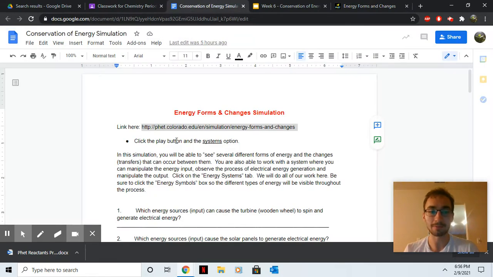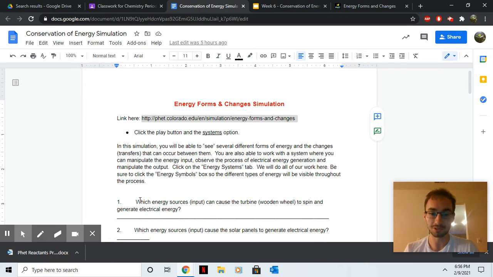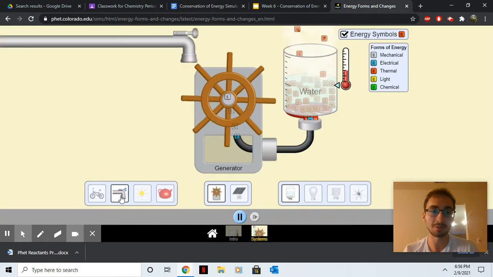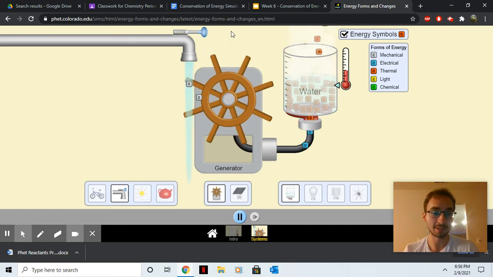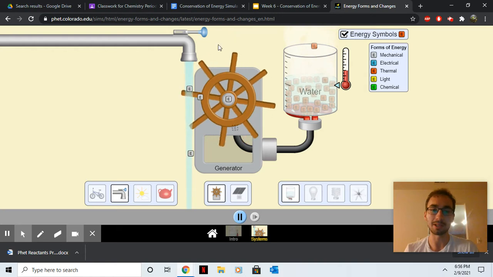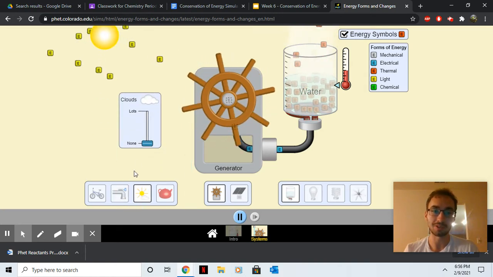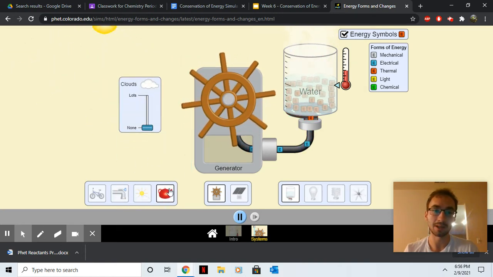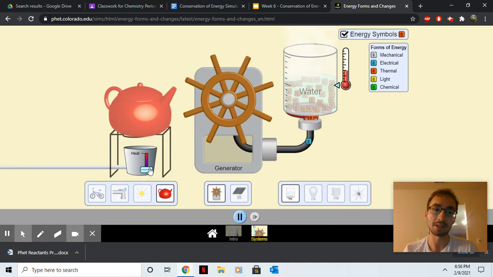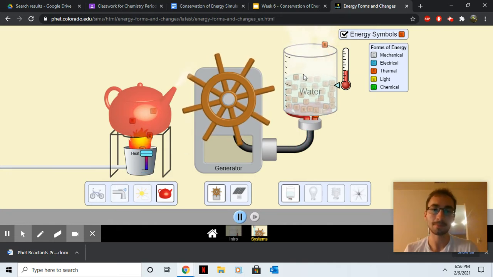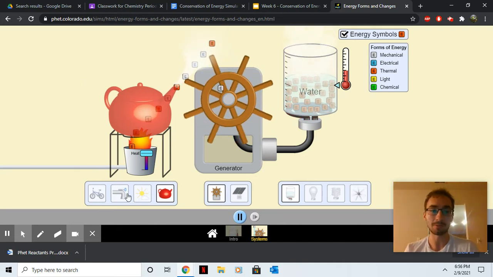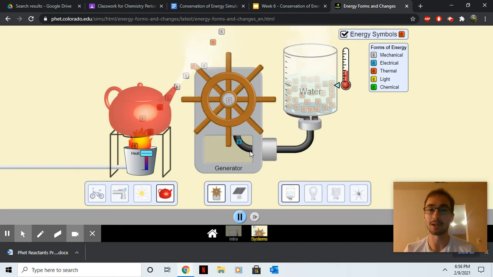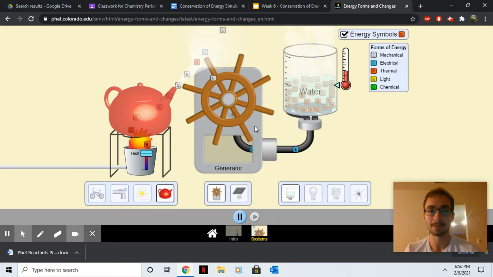So first question, which energy sources can cause the turbine to spin? So there are 4 different options. Will the bicycle make it spin? Will the water faucet or the sink make it spin? Will the sun make it spin? And then will this kettle make it spin? That's number 1. Tell me which of these 4 will cause the turbine to work or the generator to spin.